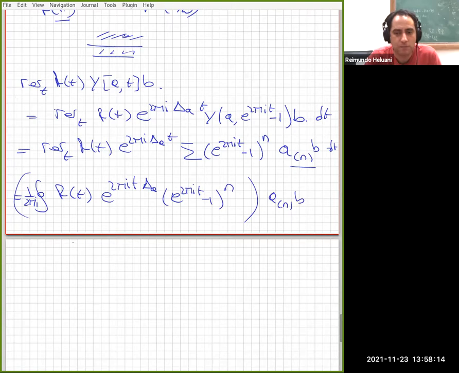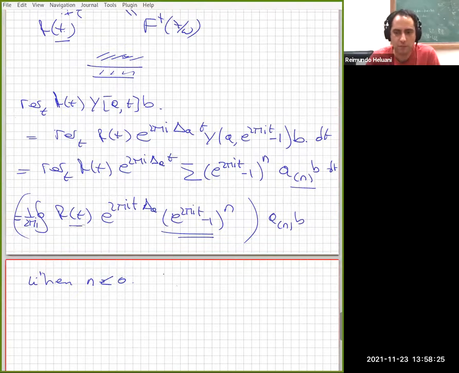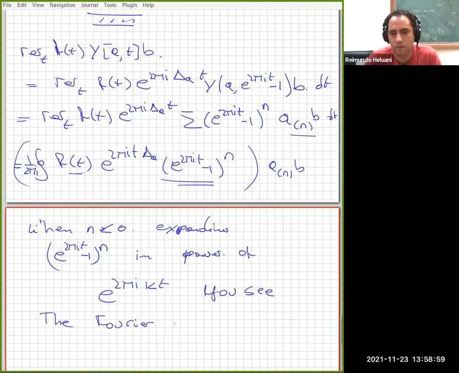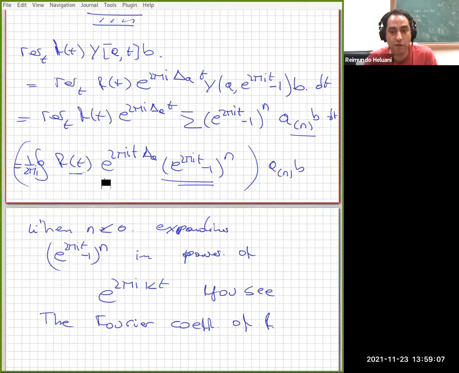And now you do this case by case. So when n is negative, you just expand this guy, and you see explicitly the Fourier expansion of f. So expanding that power, in powers of e to the 2 pi I k t, you see the Fourier coefficients of f. So that's why, because you have the actual integral that gives you the Fourier coefficients of f.